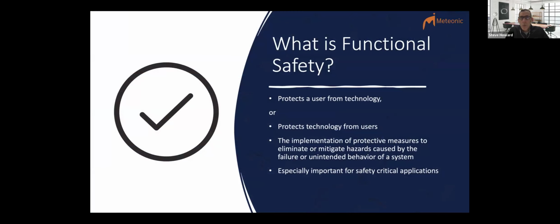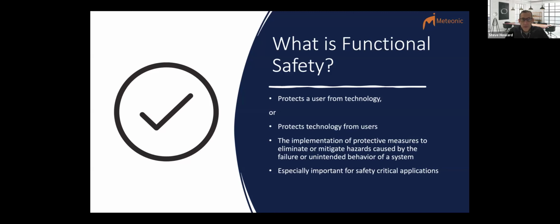So first of all, what is functional safety? Well, functional safety is designed to protect users from technology. For example, we can't have a steering system in an automotive vehicle where if you turn the steering wheel left, the vehicle actually moves to the right. That would be extremely dangerous from a control perspective of the vehicle. And so we need to protect a user from technology if it were to go wrong in that scenario.